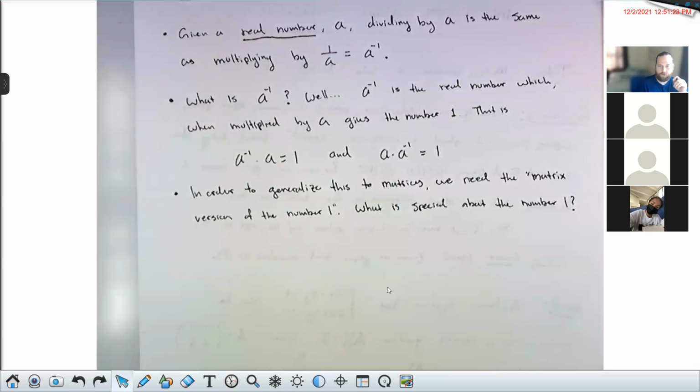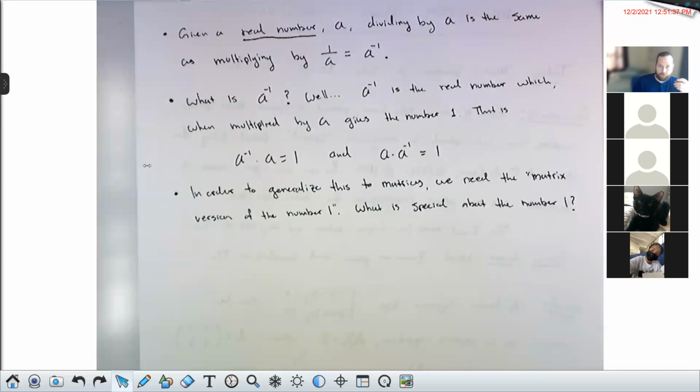Does anybody want to share their thoughts or take a guess at what we're getting at here? Well, anything to the 0 power, like the 0 exponent, equals 1. Very good. Anything to the 0 is 1, right? If I multiply a to the -1 times a to the 1, that's the same as a to the 0. So 1 is the number that you get out when you raise anything to the 0 power. That's a really good observation.